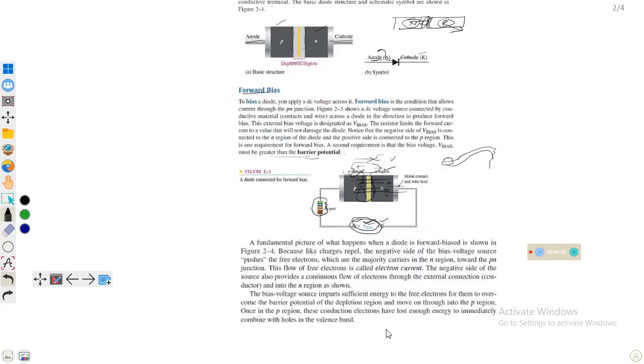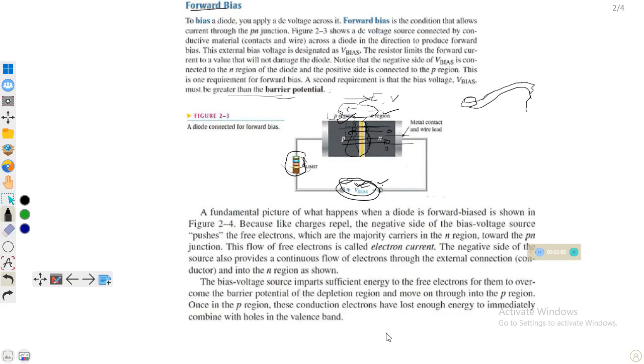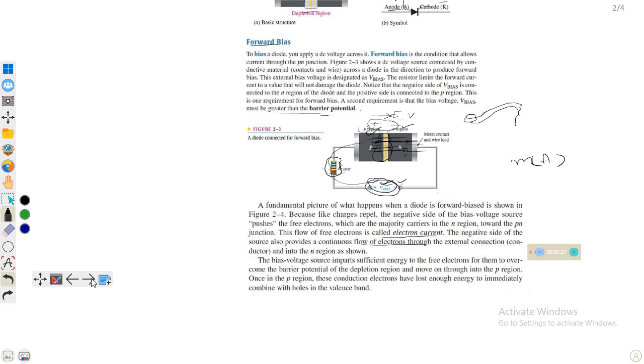So what will happen when the diode is in forward bias? When the diode is in forward bias, electrons will cross this region from the n region to the p region, and this will conduct current in this circuit. The flow of free electrons is called electron current. The negative side of the source will provide a continuous flow of electrons through the external connection. In forward bias we will have a maximum current in the order of milliamperes as we increase the voltage.